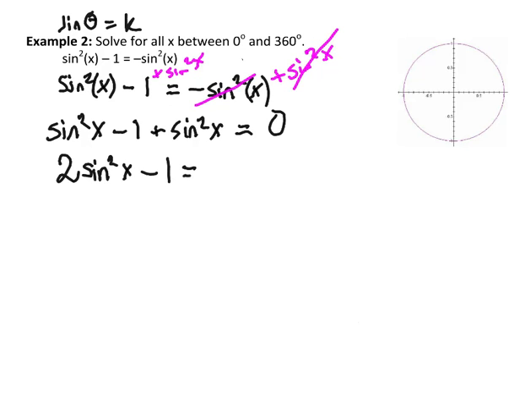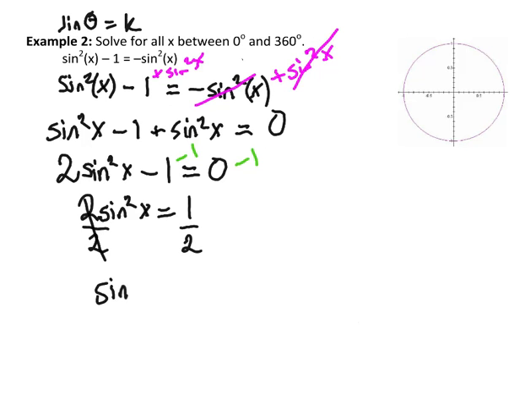Minus 1 equals 0. And then I could move the 1 to the other side, so I could subtract 1 from both sides. And that gives me 2 sine squared x is equal to 1, and then divide both sides by 2. Get rid of the 2, so now I have sine squared x equals 1/2.